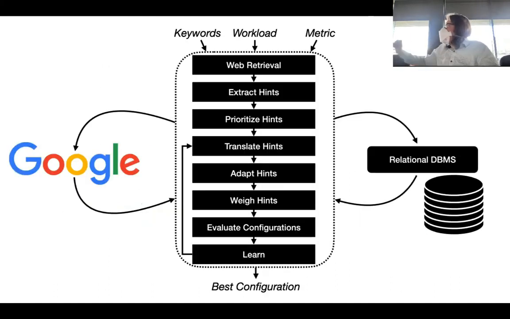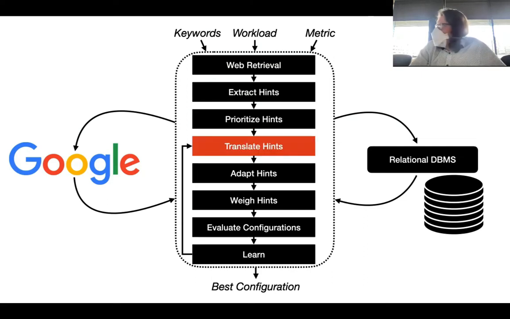And this is an overview of the system. You see that it gets as input a user-provided workload to optimize, a metric to optimize for, and some natural language keywords, which allows it to find relevant text documents that it will mine for tuning. The output is again the best configuration. So at a high level of abstraction, we start by retrieving relevant documents from the web. Then we try to extract potentially useful hints from them, and we try to prioritize those hints in order to decide in which order to process those hints.